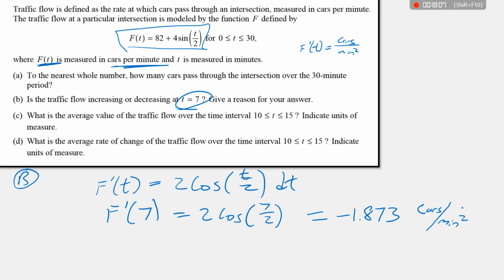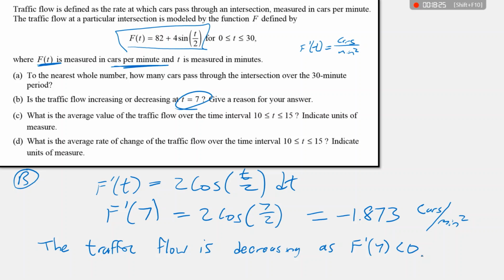Okay, so my traffic flow is decreasing. The traffic flow is decreasing as f prime at 7 is negative. Any questions on B? No. Okay, moving to C.